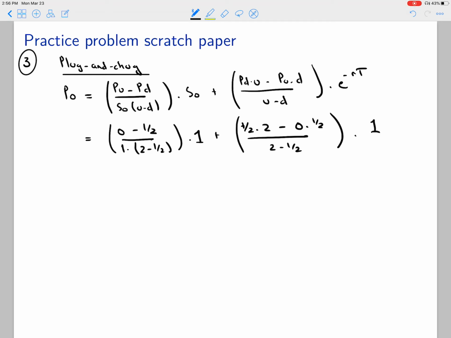Okay. You work through this, you calculate it all out, and what you're going to figure out is that the price of the put option, the no arbitrage price, is going to be equal to 1/3.